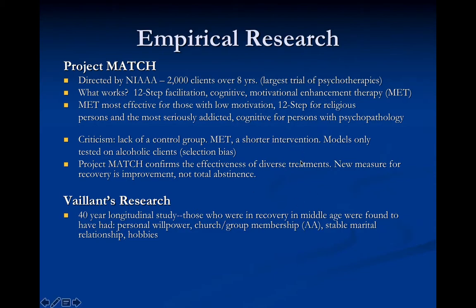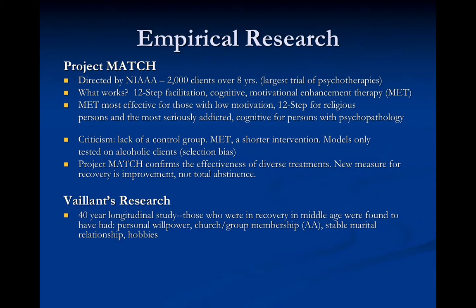The criticism of Project Match was that there wasn't a control group. MET was a shorter intervention, but that also might be because it only needs to be shorter. And then it just looked at alcoholism and not other substances of choice. Now, what this project did do is it confirmed the effectiveness for diverse treatments, which shows us that we need to have many options for our clients, not just one or two.